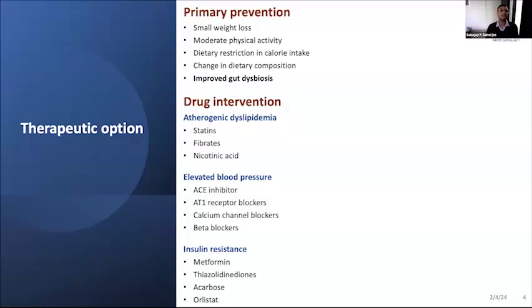When you look at preventive strategies: small weight loss, moderate physical activity, dietary restriction in calorie intake, change in dietary composition, and also, in the last 10 years, we talk a lot about improving your gut dysbiosis. Your gut health is very important for any disease, not only communicable diseases but non-communicable diseases also, if your gut is good. And regarding drug intervention, most of the drugs used for atherogenic dyslipidemia, elevated blood pressure, and insulin resistance are the drugs always used when you go to the clinic.